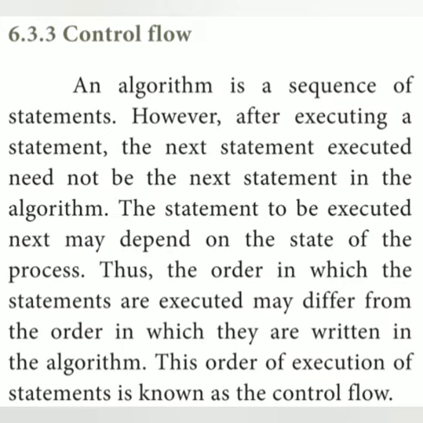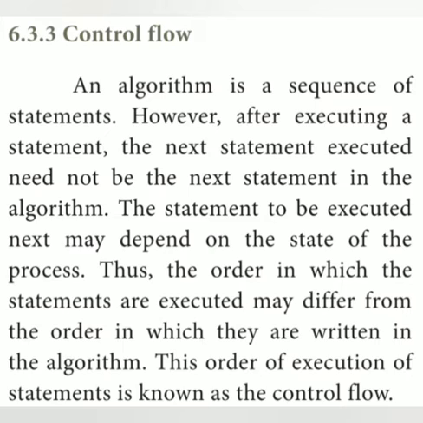The next one is control flow. An algorithm is a sequence of statements. However, after executing a statement, the next statement to be executed need not be the next statement in the algorithm. The statement to be executed next may depend on the state of the process. For example, we can execute a particular process again and again, but we check a particular condition. If the condition is true, the particular statements will work. Otherwise, we exit the control flow. That is called control flow.